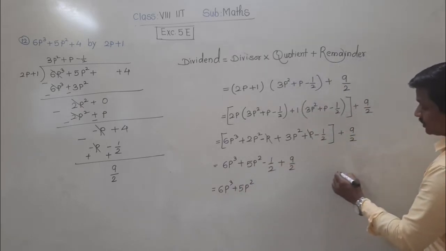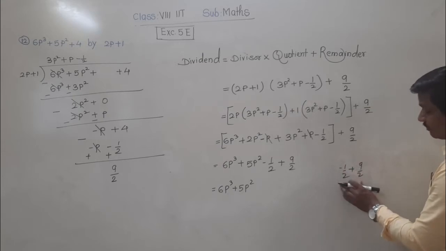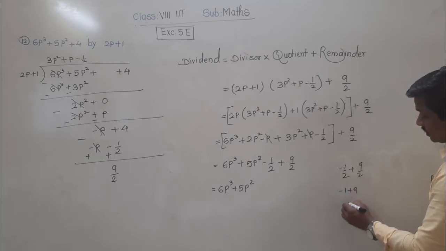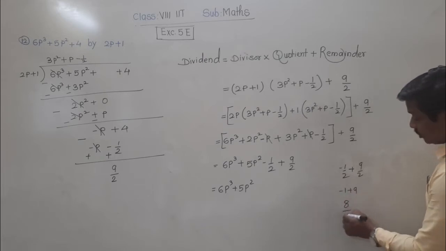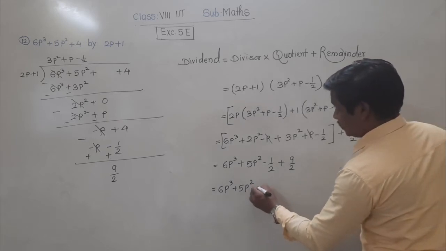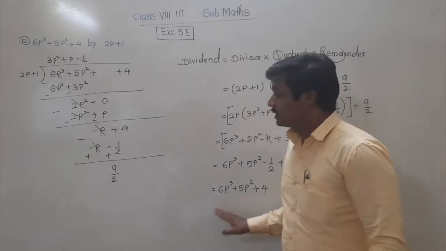Both are constant, so let us do operation over them. See, minus 1 by 2 plus 9 by 2. They are like fractions, so minus 1 plus 9. What is the answer? 8. Correct? 8 by 2, that is 2 under 2, 2 4 8. 4 plus 4. Okay, so is it our dividend?